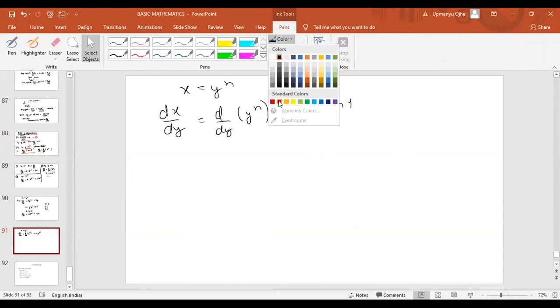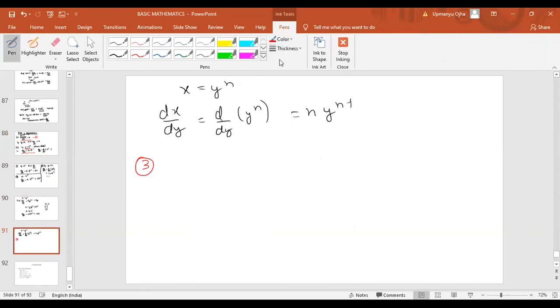Now the third rule is that if y is equal to a constant multiplied with a function of x. Simply we can say constant c multiplied with a function of x, it can be x square, anything, x power n, generalizing this. Then dy by dx.